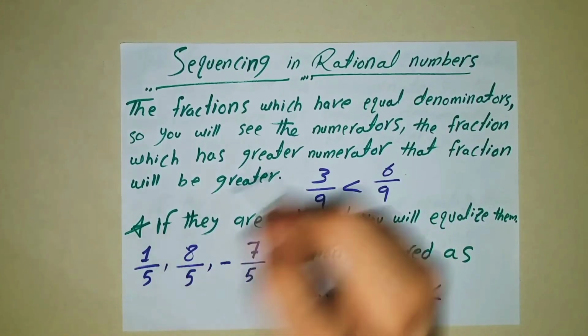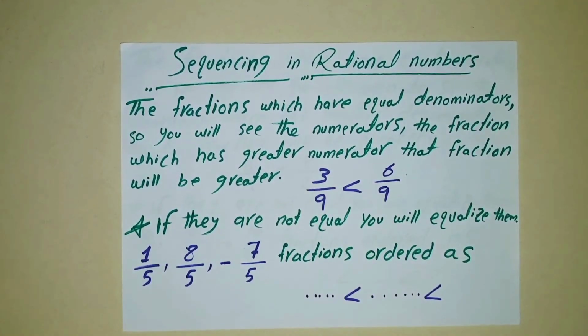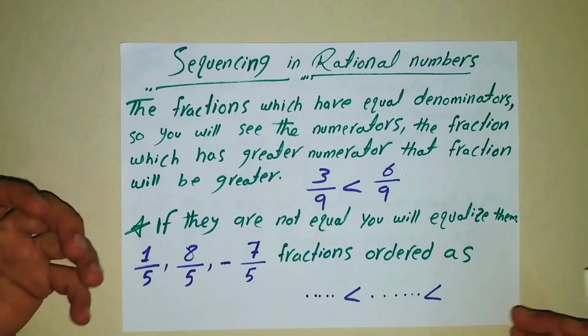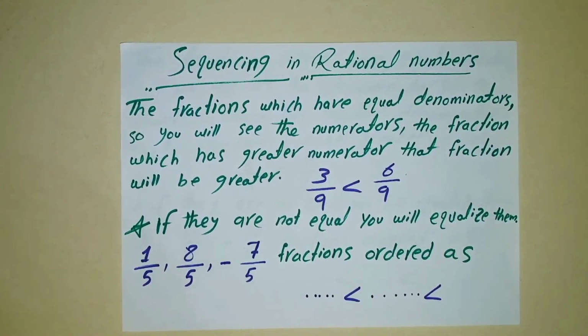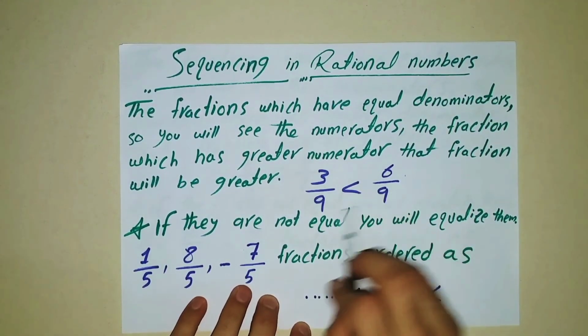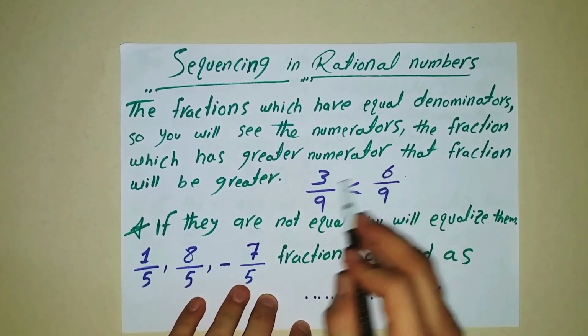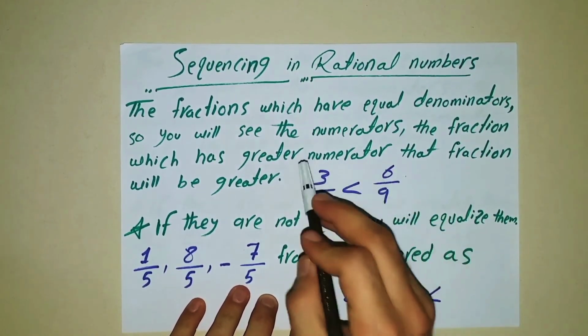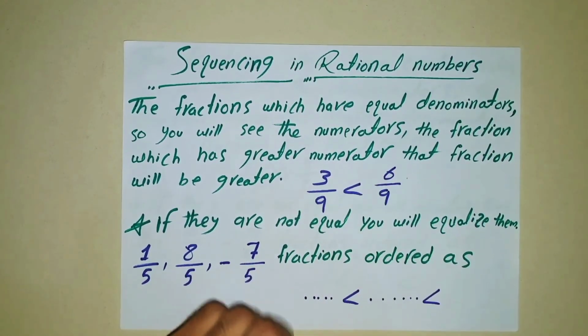Sequencing in rational numbers is also called sequencing, and sometimes it is called ordering, or you will order the numbers. For fractions which have equal denominators, you will see the numerators. The fraction which has the greater numerator will be greater. In this kind of question you will see the denominators. If they have the same denominators, you will see the numerators. The bigger numerator is bigger, and this sign is called bigger than.